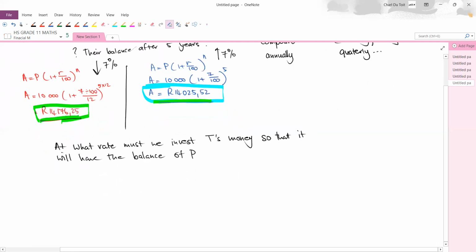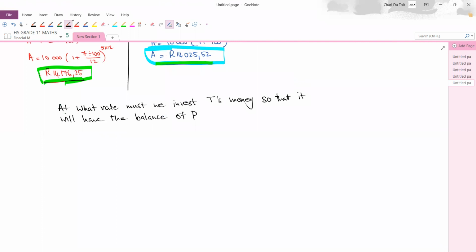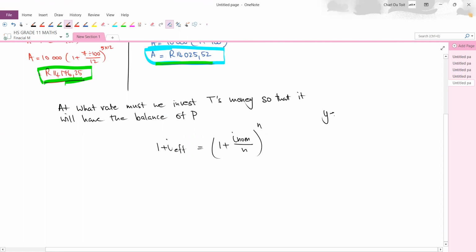Now, let's use that formula. This is the formula: 1 plus i effective equals 1 plus i nominal over n, to the power of n. That's your formula. It's very important that the years or the starting amount, the principal, are not applicable. It doesn't matter how much money we put in the bank or how long we put it in the bank. All you need to change is the percentage. Therefore, you don't need a starting amount or a number of years.